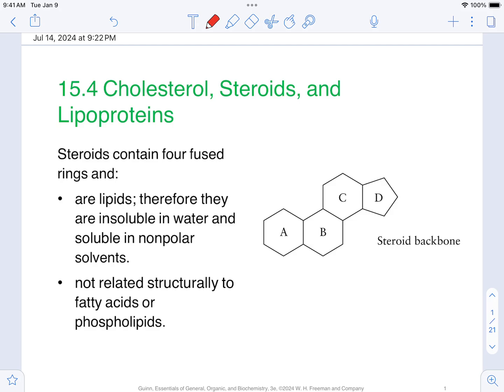This video is on steroids. An easy way to tell a steroid backbone is you will see 4 fused rings, as shown in this picture here. Steroids are lipids, therefore they follow the same properties that lipids follow. They're insoluble in water and they're soluble in nonpolar solvents. They are not related structurally to the fatty acids or phospholipids that we've discussed before.